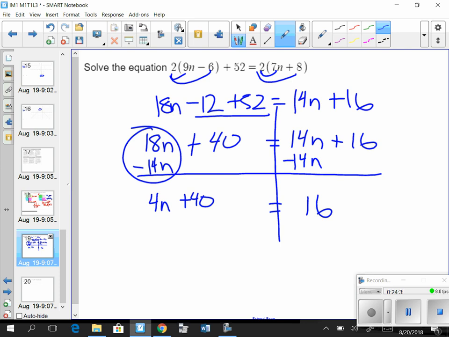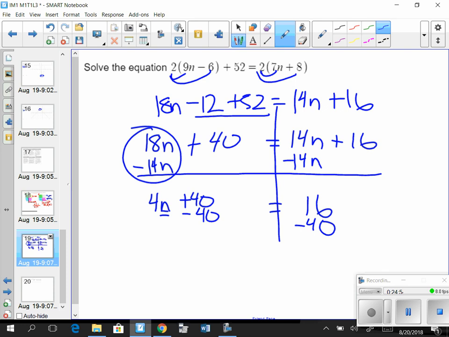2 more steps on this problem. I've got to get that n by itself. So the next thing I'm going to do is get rid of the 40. Opposite of plus 40 is minus 40. Be careful here. Don't use a calculator. You're expected to do this without a calculator.